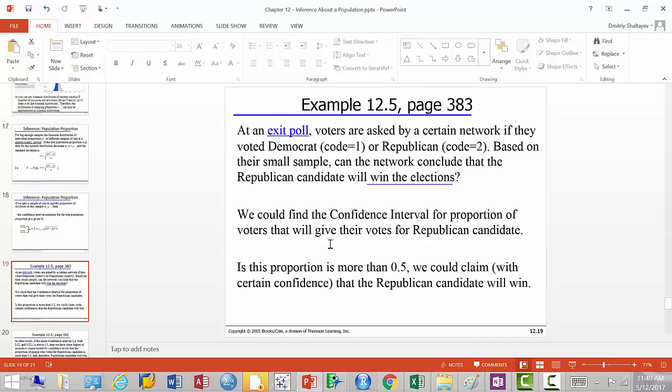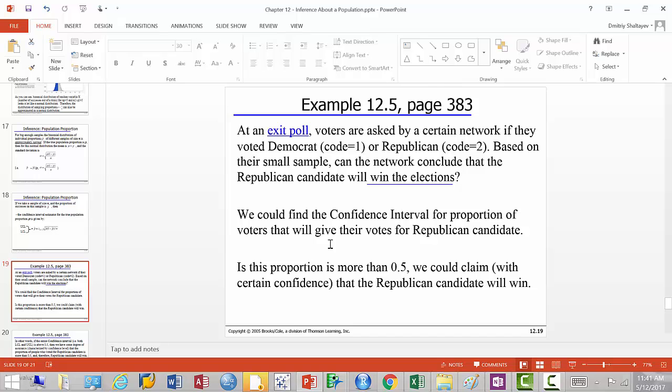At exit polls, voters are asked by a certain network if they voted Democrat, and if yes, then they are recorded as ones, or Republican, and if yes, they are recorded as twos. Based on this sample, can the network conclude that the Republican candidate will win the election? It doesn't really matter what you're asking, right? Will the Republican win the election? Yes or no? The opposite will be no or yes. If the Republican is winning, then for the Democrat, the answer is no. So you can ask the same question for a Democrat, and it's not going to make a difference.